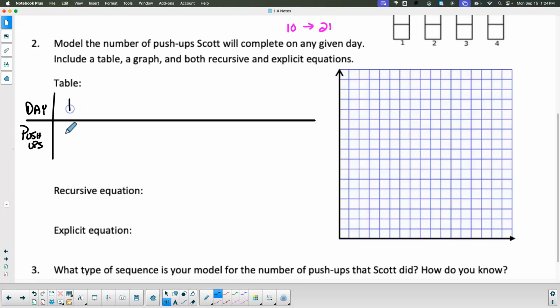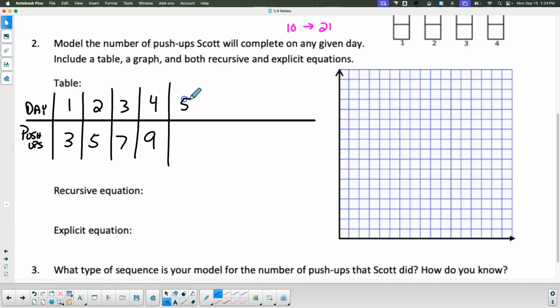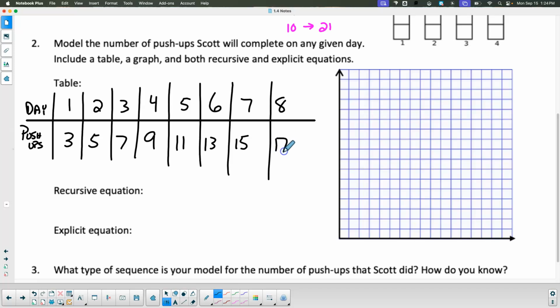Okay? Day 1, we did how many? 3. Day 2, 5. Day 3, and so on and so forth.